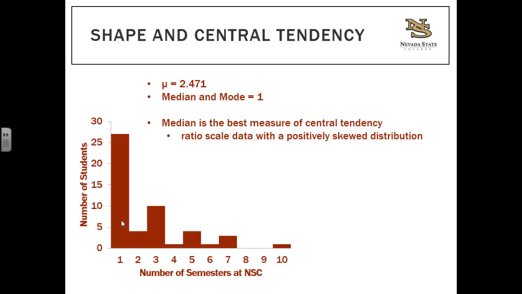for 1 semester. So the problem with skewed distributions is that these outliers, these not so frequent values in your data set, pull the mean towards them because the mean uses every single value in the data set for the calculation. So here we have a situation where we have ratio data, it's skewed, you'd want to use the median.